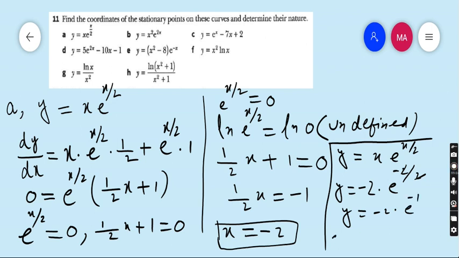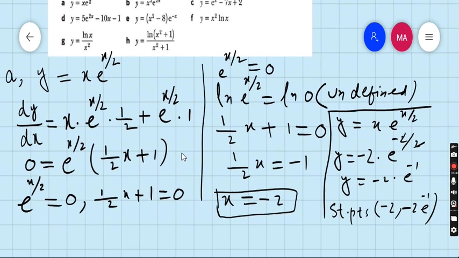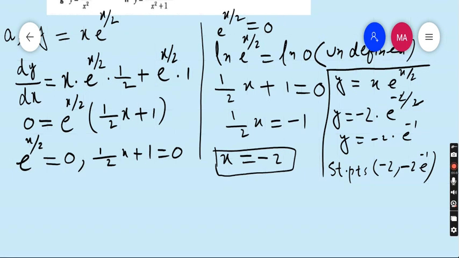Therefore, stationary points are x is minus 2 and y is minus 2 e power minus 1. This is our stationary points. So first requirement has fulfilled. The second requirement is to determine their nature. Students, in order to find the nature of these stationary points, we must find the second derivative.